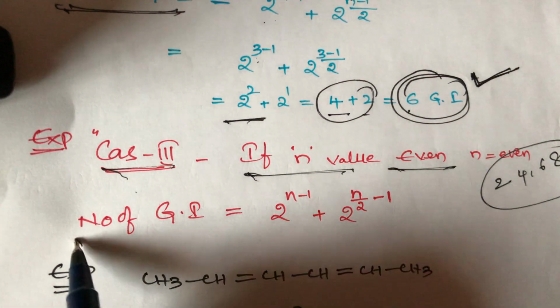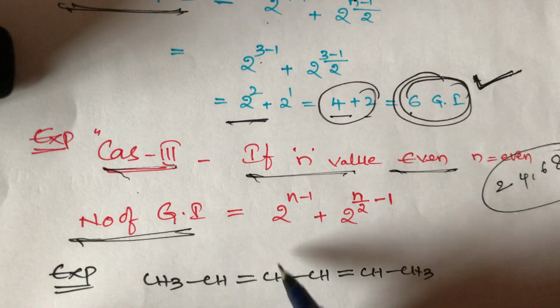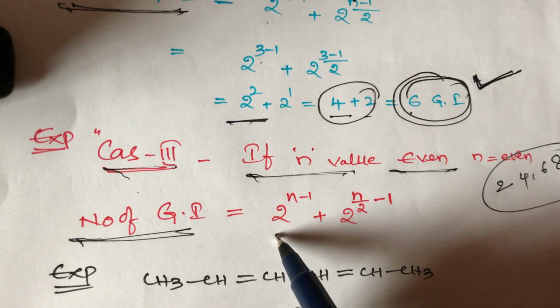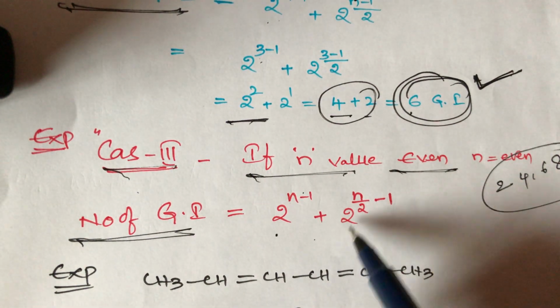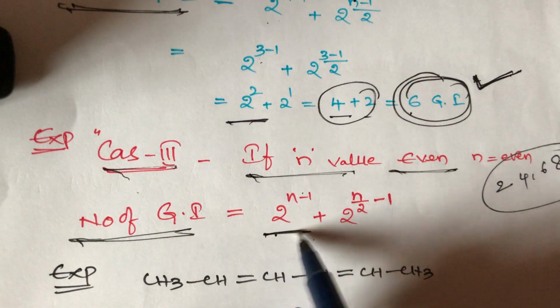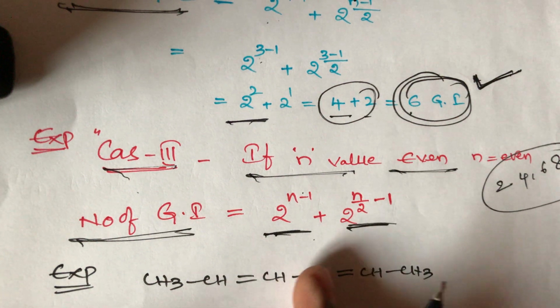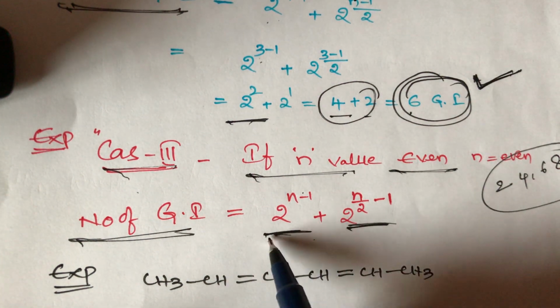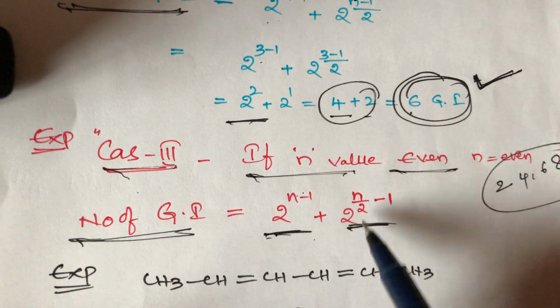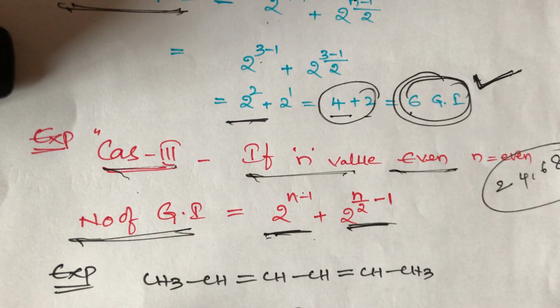So for an even number, what is the formula for the number of geometrical isomers? 2 to the power n minus 1, plus 2 to the power n by 2 minus 1. Simple trick, students. This formula is for symmetrical compounds, for even numbers: 2 to the power n minus 1 plus 2 to the power n by 2 minus 1.